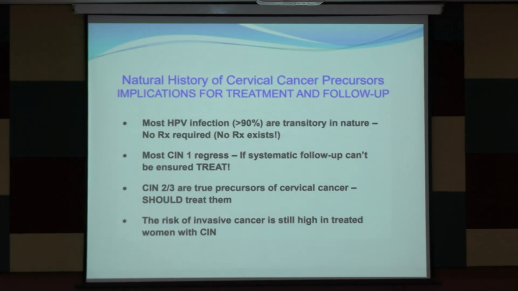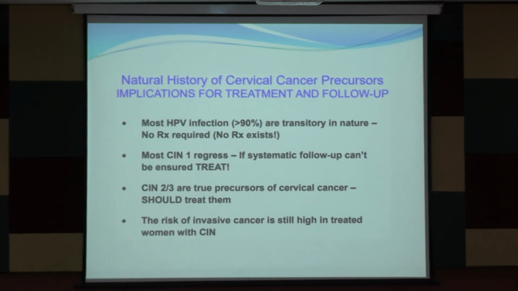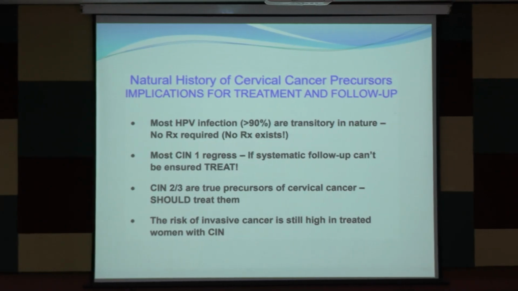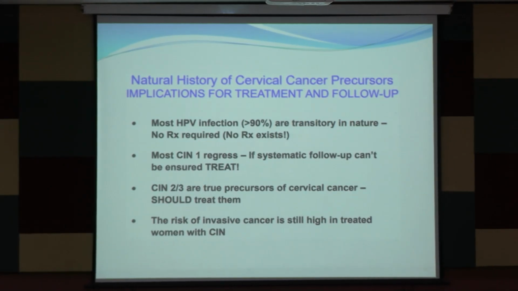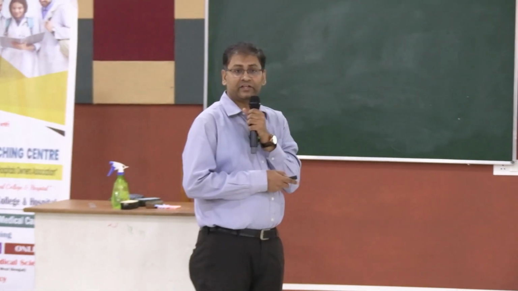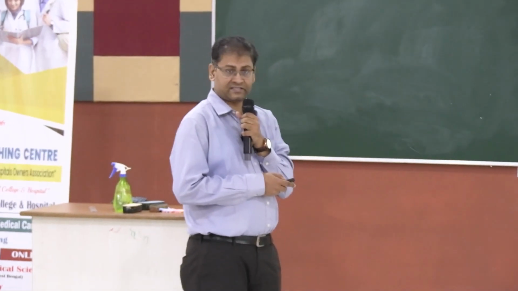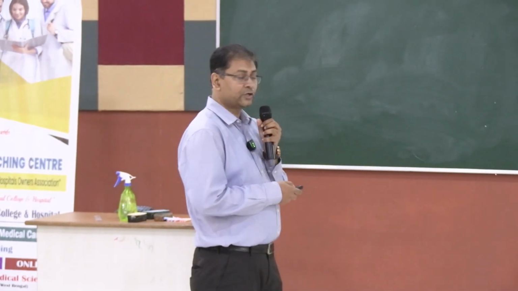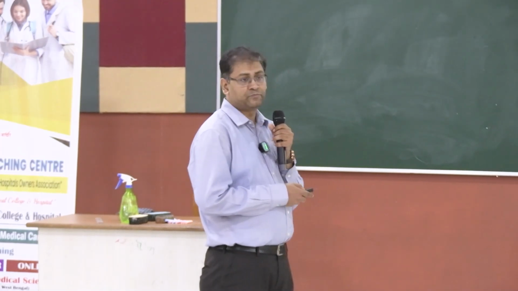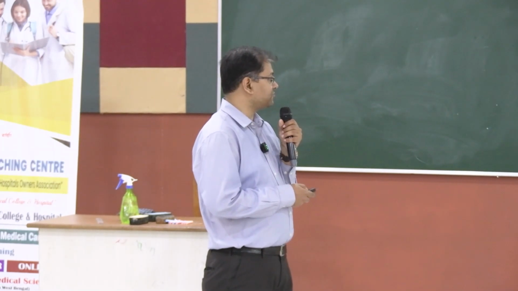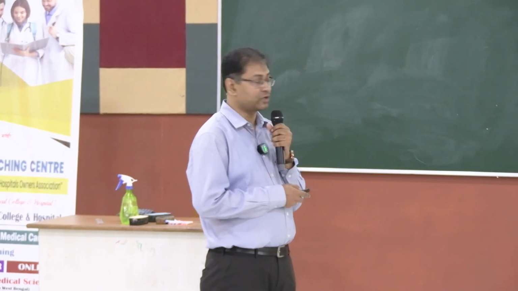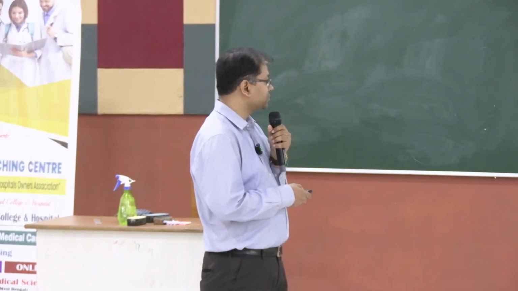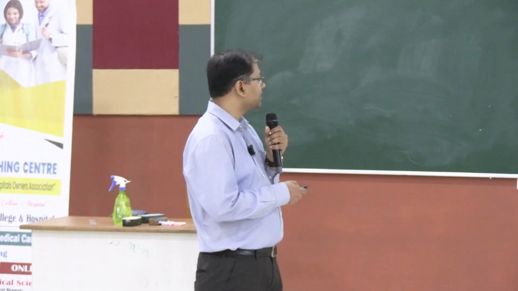I have one more picture of a slide. I will show it later. Most HPV infections, as I said, 80 to 90% are transitory. They tend to subside on their own. Most CIN1 therefore regress, 60 to 70%, as I showed in the slide earlier. CIN2 and 3 are the true precursors because they regress only maybe 30 to 40%, and therefore they can progress more. And we should treat CIN2 and 3.